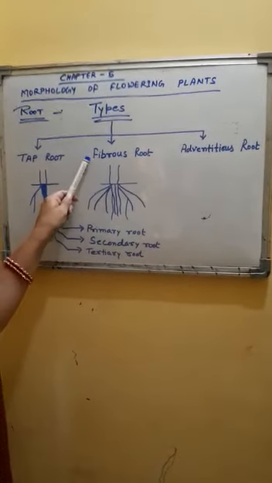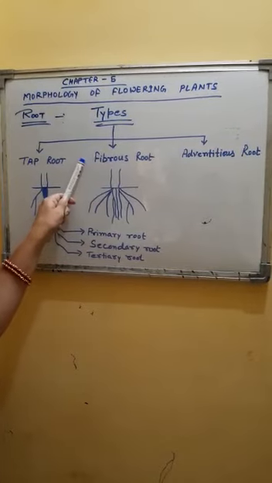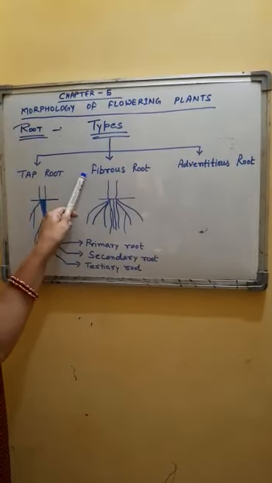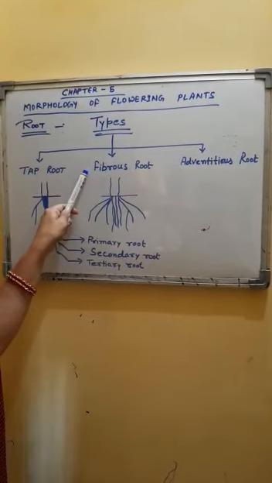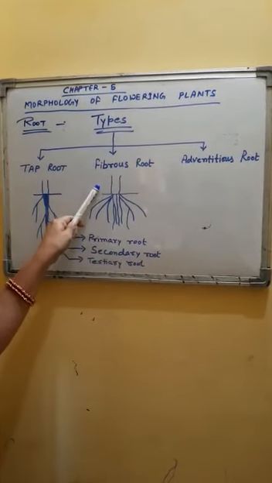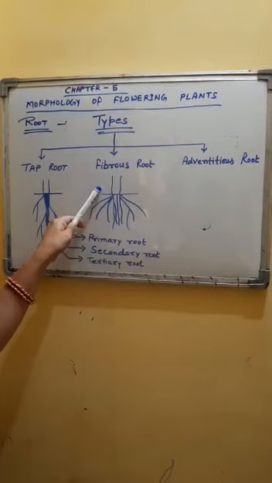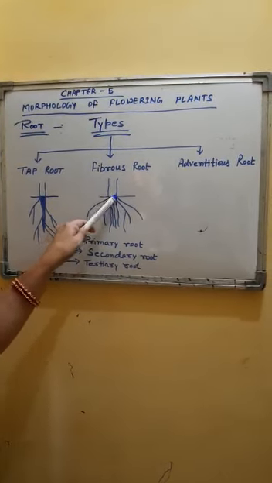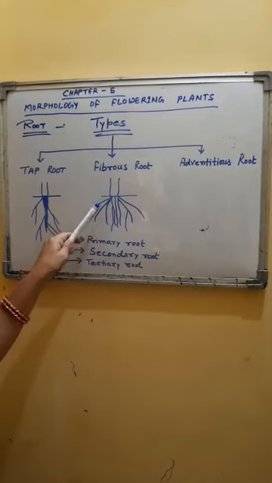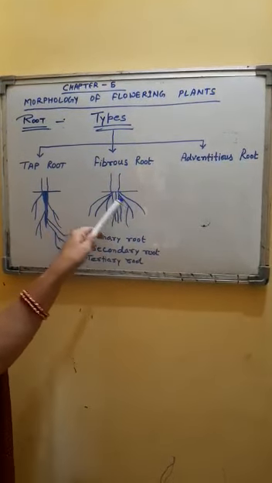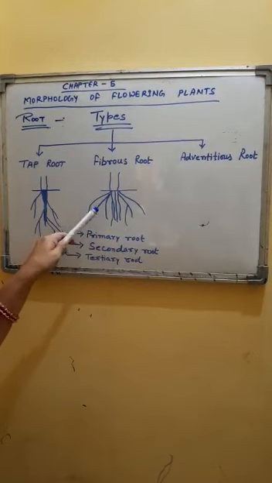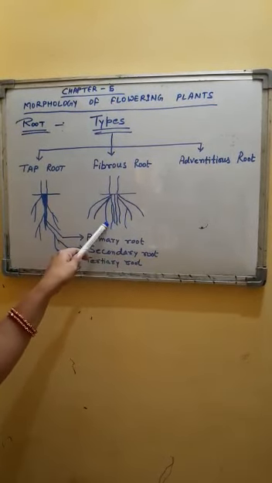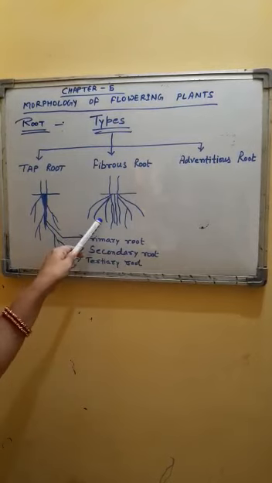The second type of root is called fibrous root. It is found in monocot plants. It is the characteristic of monocot plants. Here the primary root is short-lived. It is replaced just after the stem by a large number of roots. All the root branches are similar. Now there is no differentiation of primary, secondary and tertiary roots.